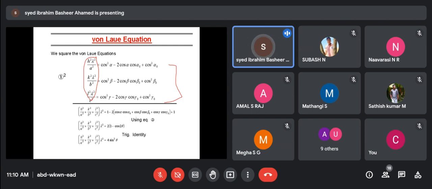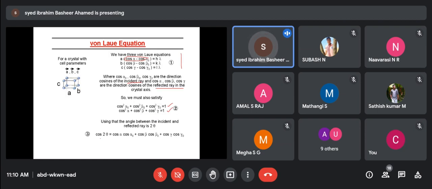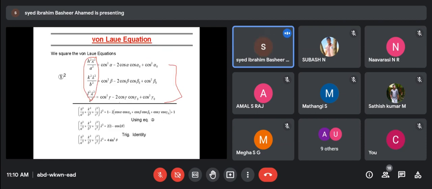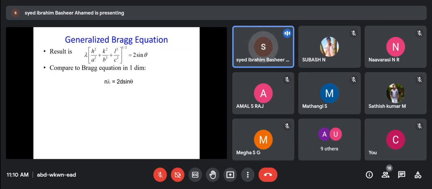This is based on equation 3. You have equation 3 here, you substitute this into here, and you will get this. So the entire thing is equal to 2 of (1 minus cos 2 theta), which is 2 sine square theta, which is 4 sine square theta. All right. So the result is lambda of the whole thing to the power half, which is the square root, equal to 2 sine theta. Now, this is similar to Bragg's equation.